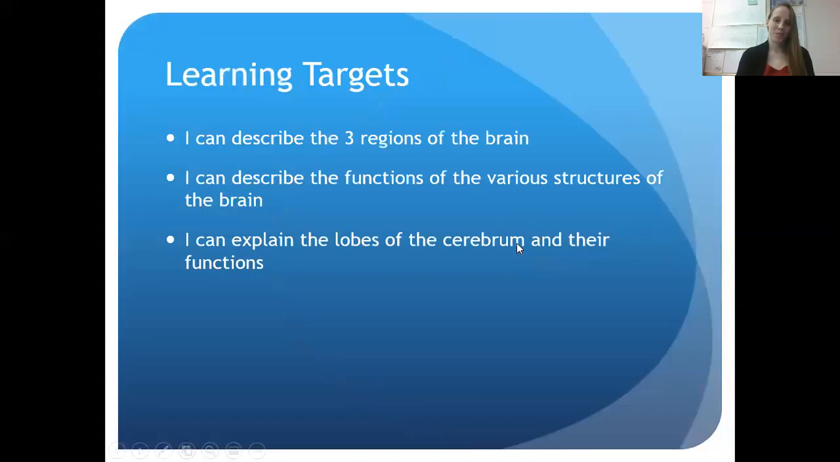So for this lesson on the brain, we're going to be going over the 3 different regions of the brain. We're going to be going over all of the different structures and their functions. And you also need to know the different lobes of the cerebrum and their job.